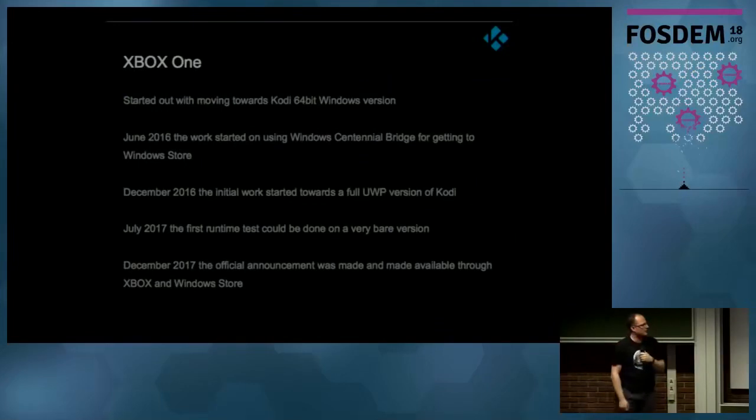June 2016, the work started for the Centennial Bridge. It took about a month to get it ready. December 2016, the initial work started for UWP. In July, we had it first running. Basically, it started, and that was about it. And in December, we launched to the store as a working version.